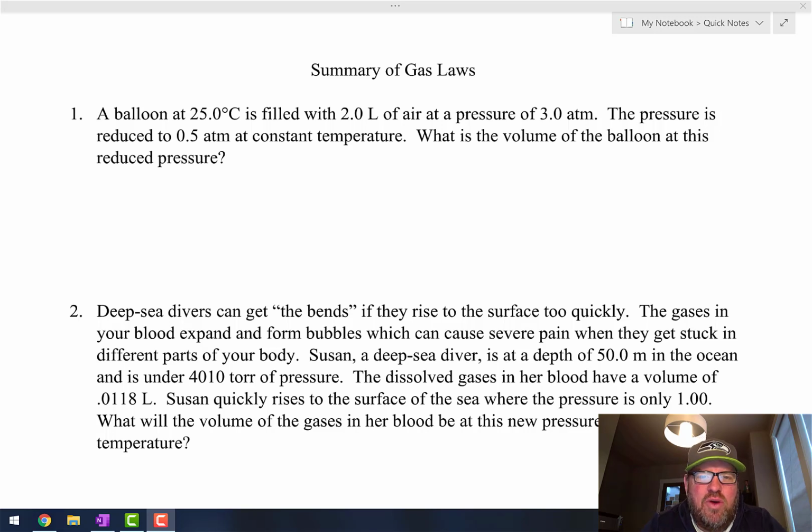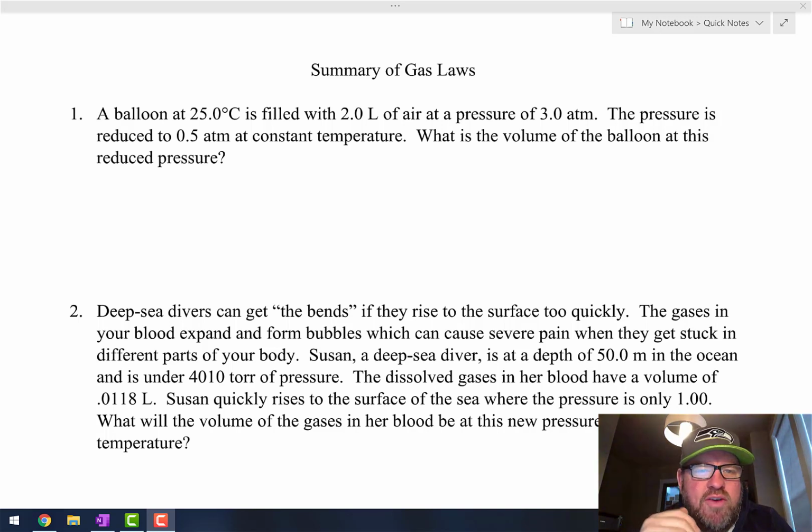All right, here are a few questions dealing with Boyle's Law, Charles' Law, the combined gas law. So let's just go over these together. Hopefully you've done the problems already and you're just checking your answers now. So question number one, and again, I'm going to share my thought process with you as we go through these.